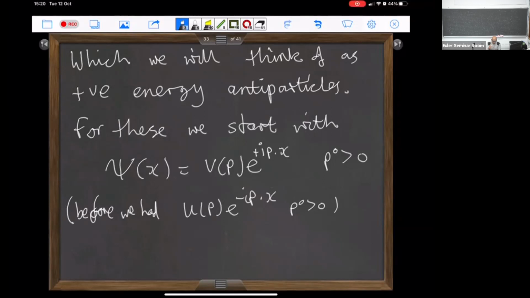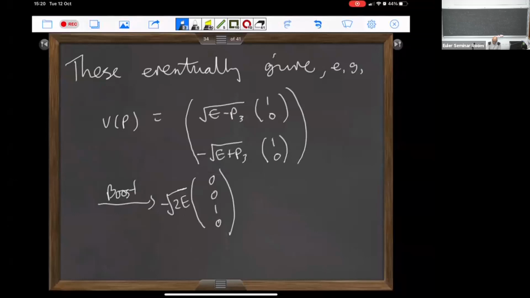So in total, the Dirac equation describes the two spin states of particle solutions and the two spin states of antiparticle solutions. In that case, we will eventually arrive at, for example, this boosted solution where you have a minus sign out front, reflecting the fact that we are looking at antiparticles.